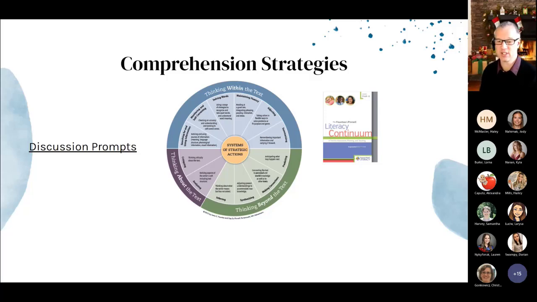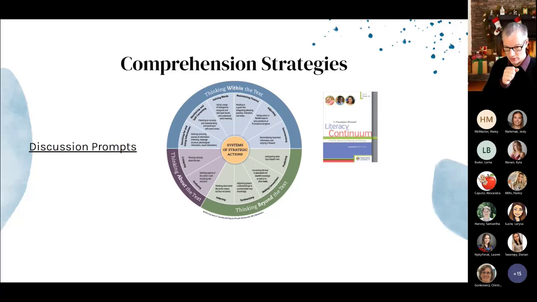So you've probably seen this before too, this literacy continuum and this wheel. This is fantastic for creating and planning your lessons and really solidifying what you want to do. So you can see those systems of strategic actions are all there. And this helps with thinking, of course, within the text and beyond the text and about the text. And there's specific strategies within that you can really focus on. And each one of these could be a possible mini lesson at the beginning of the week. And you really focus on these throughout the week and you weave it into your guided reading and your small group instruction and really solidify some of these skills.